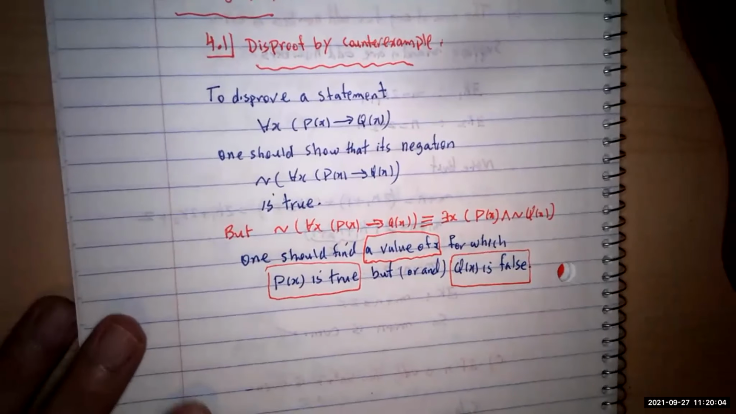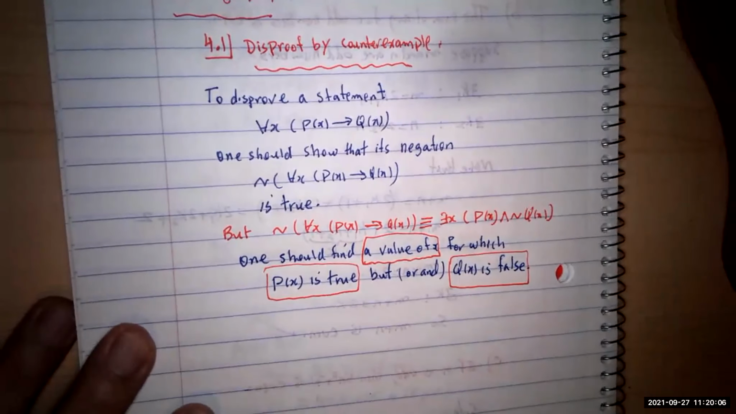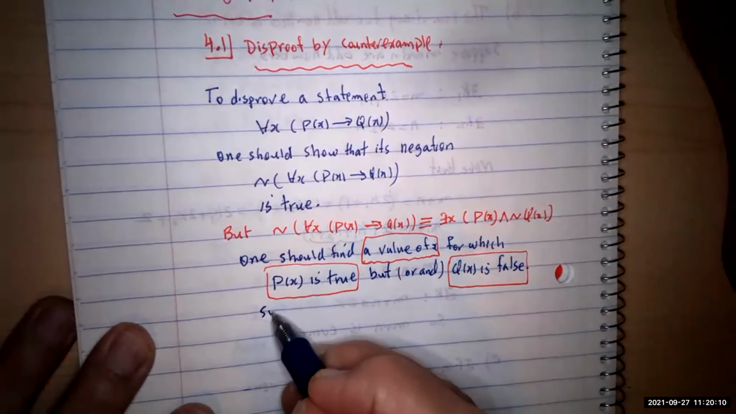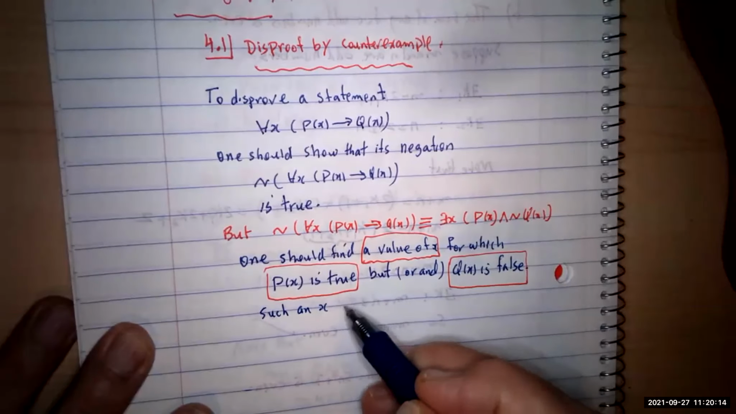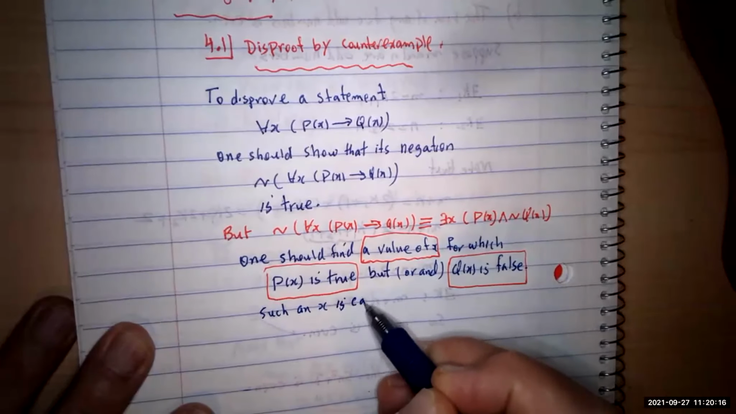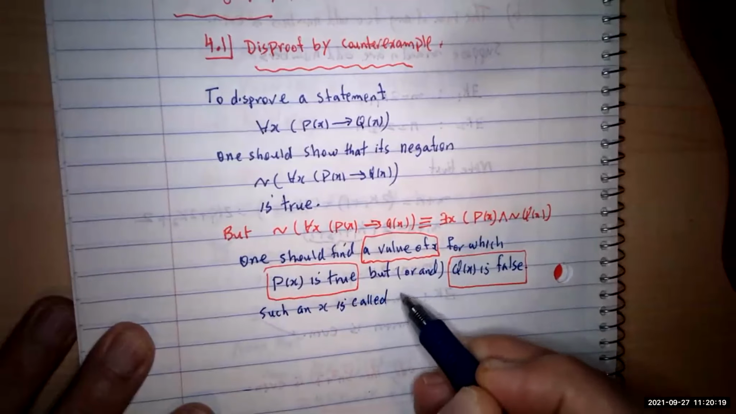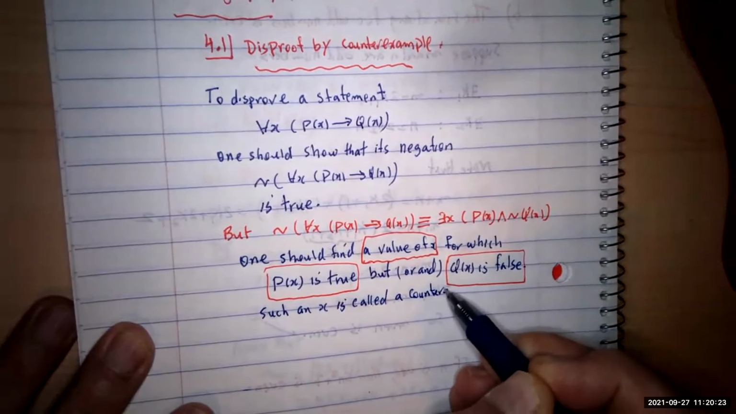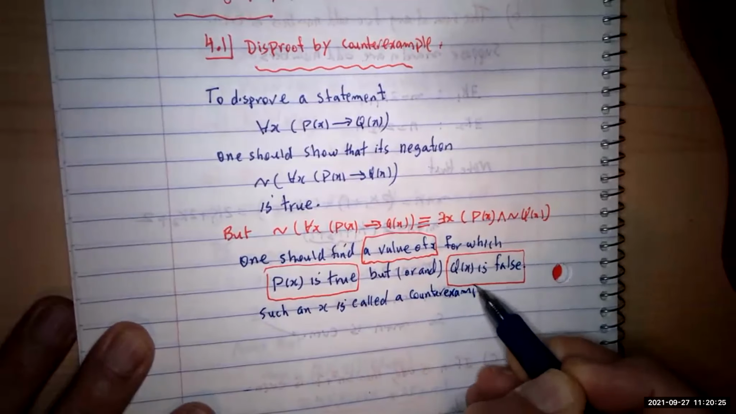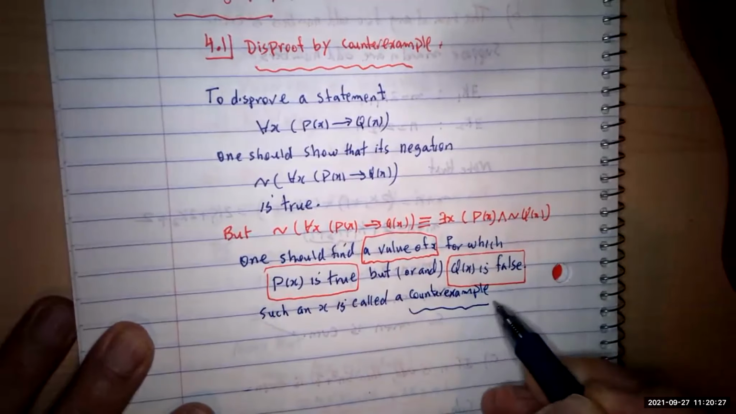If you can find it, this example is going to be called a counterexample. Okay, such a value of x. So such an x is going to be called a counterexample. You see, that's the idea.